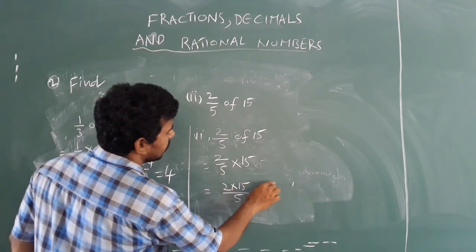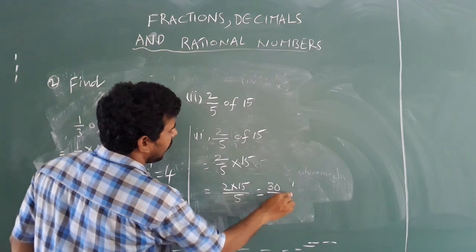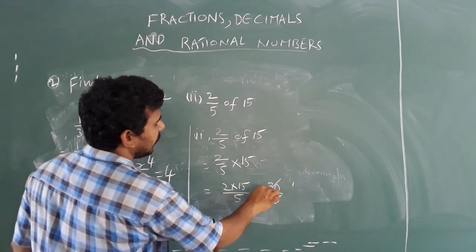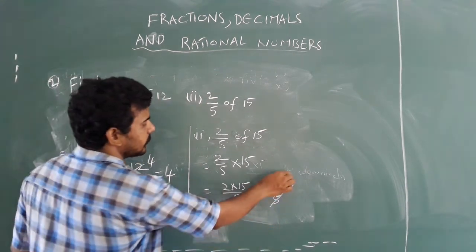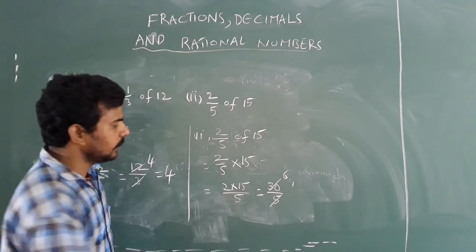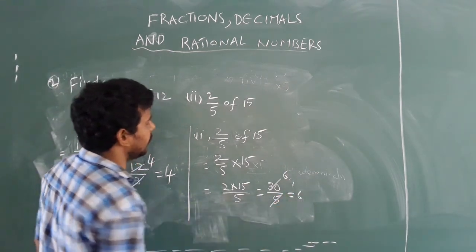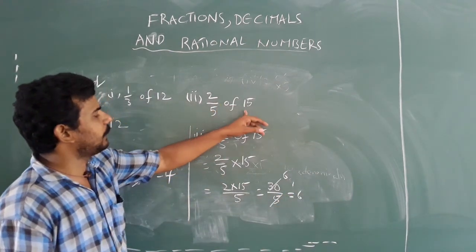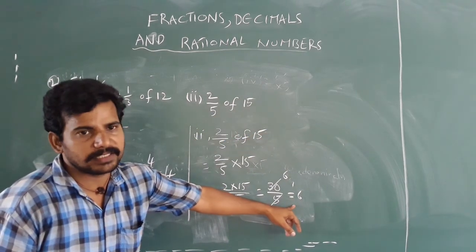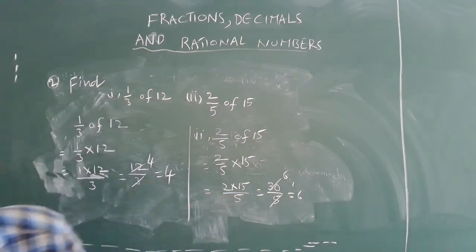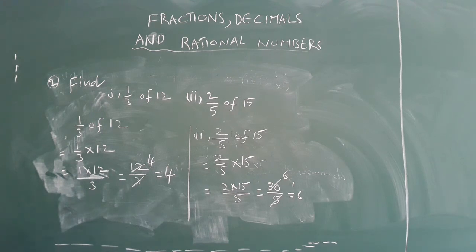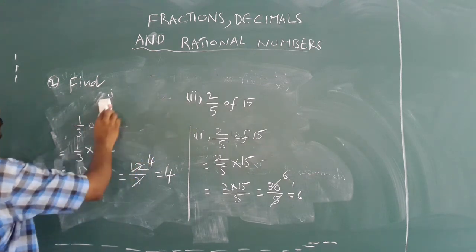2 15s are how much, children? 30 by 5. This 5 in 30, how many times divisible? 6 times. 5 6s are 30. So what is the answer, children? 6. 2 by 5 of 15, answer 6. Clear? Right, next.